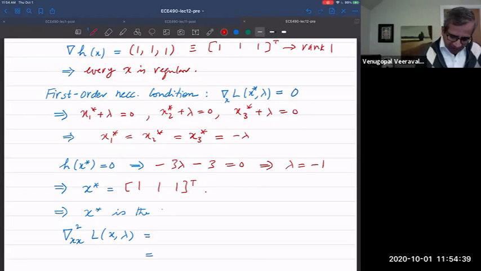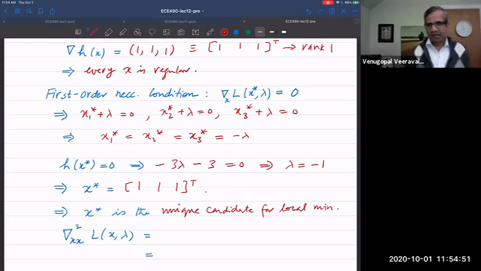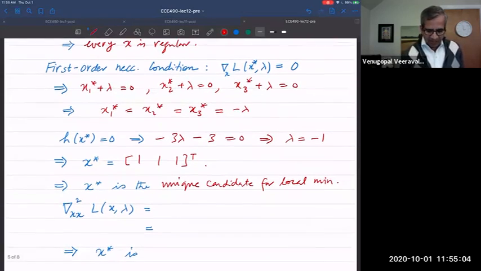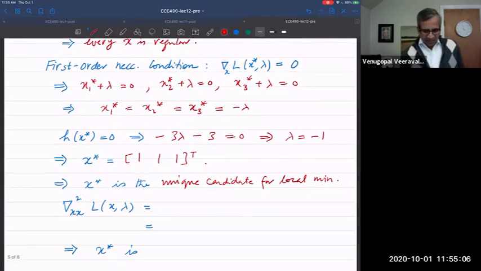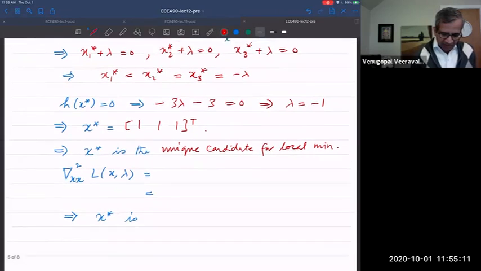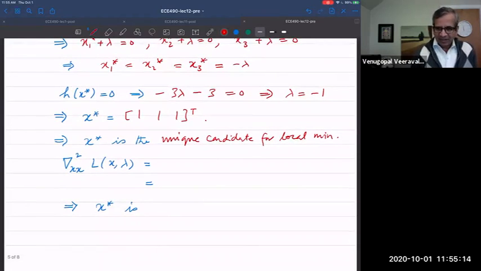So x star is the unique candidate for a local min. Okay, it need not be a local min, right? It could be a local max actually. But we can check to see if it's a local min or not. And to check that, we can use the sufficiency condition. There's only one thing to check the sufficiency condition on.